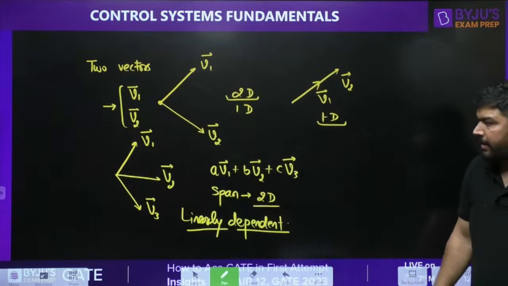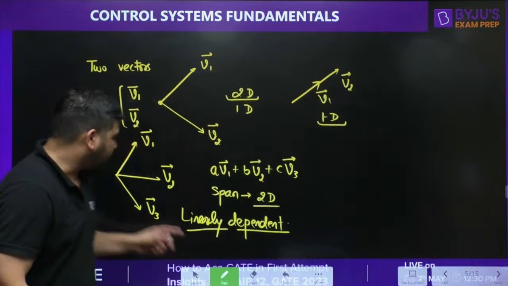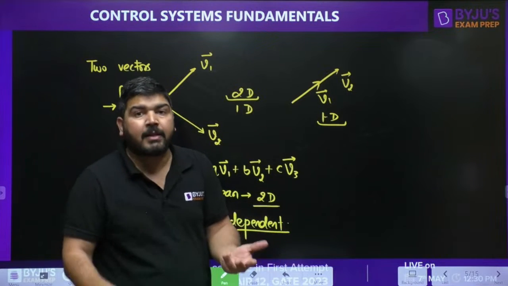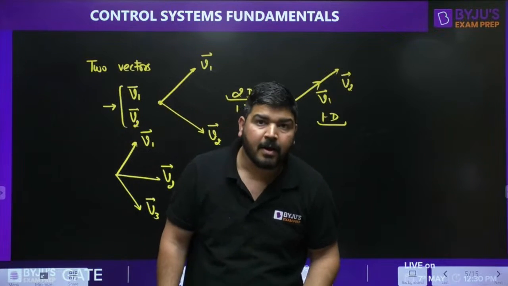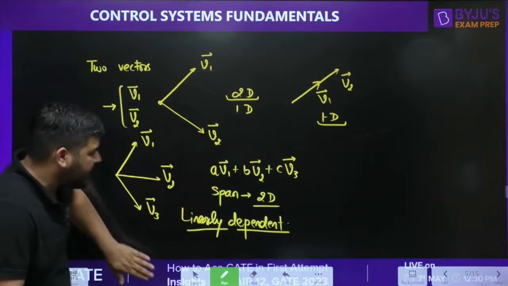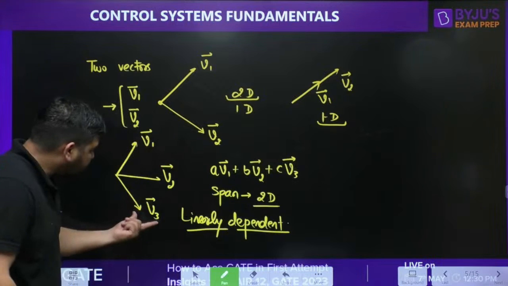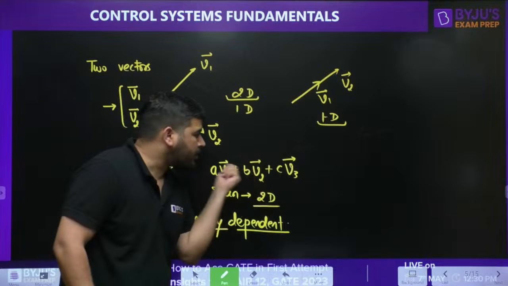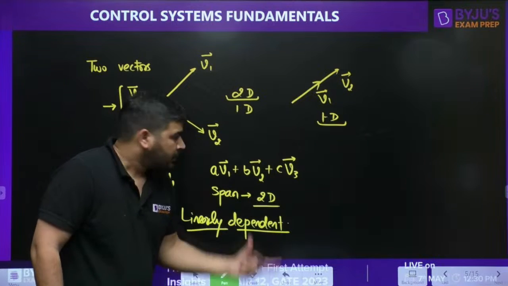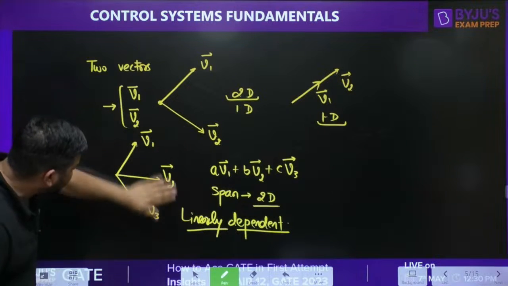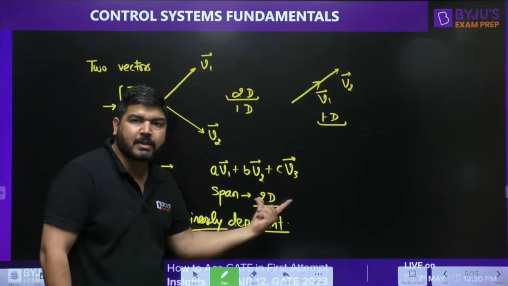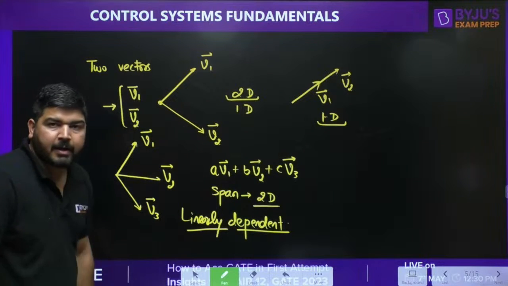So first you have to check the number of vectors. The number of vectors is 3. It means the maximum span they can have is 3D. But in this particular situation, the span is not 3D. Since the third vector is in the plane of the previous 2, if you take the linear combination, the resultant will always lie in the plane of these vectors. It means the span is 2D, which is less than 3. So they are linearly dependent.